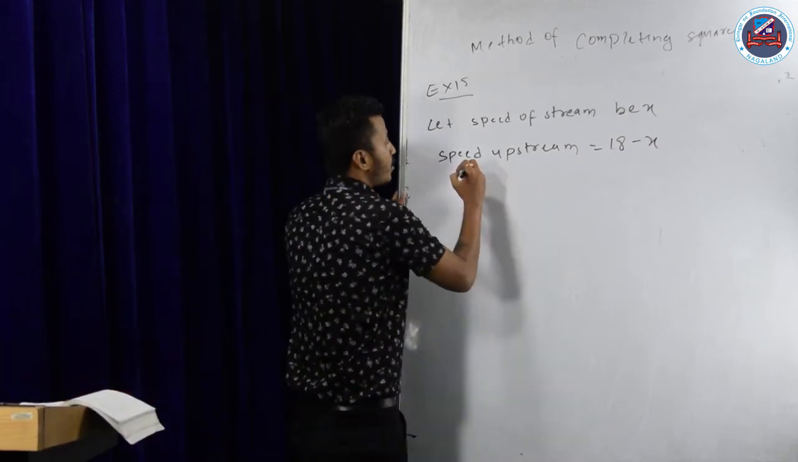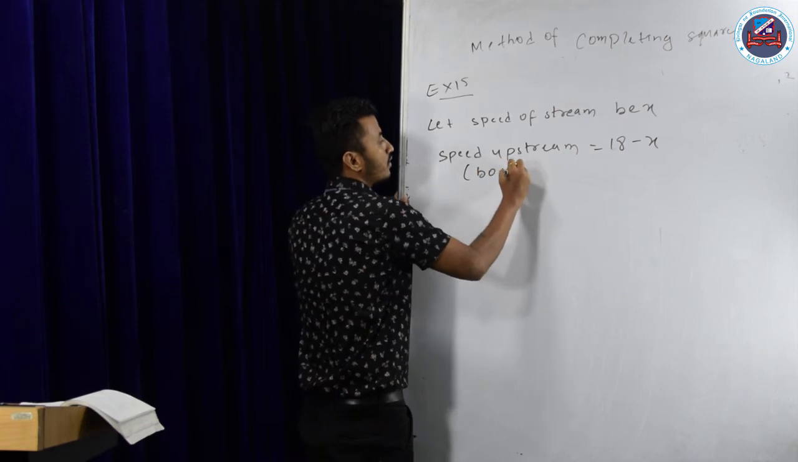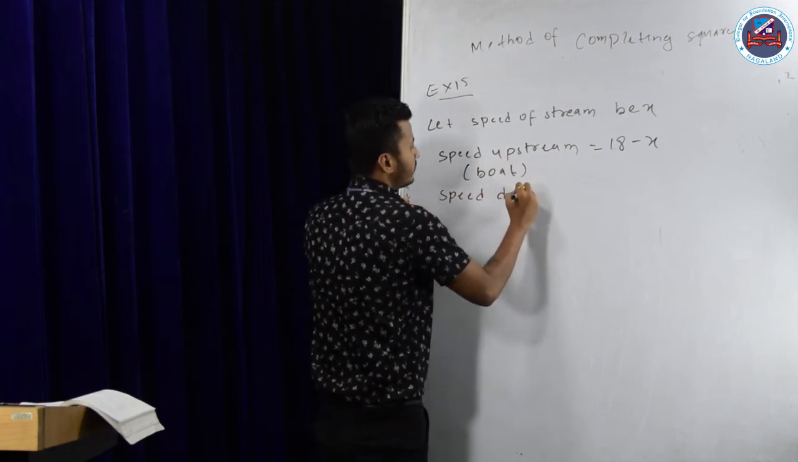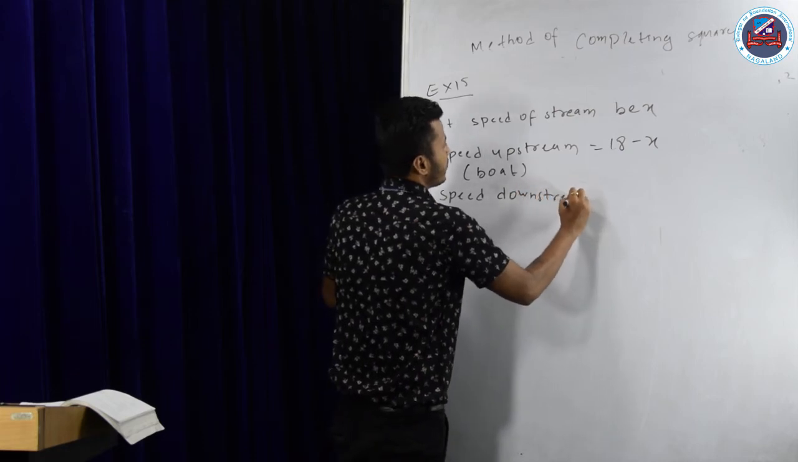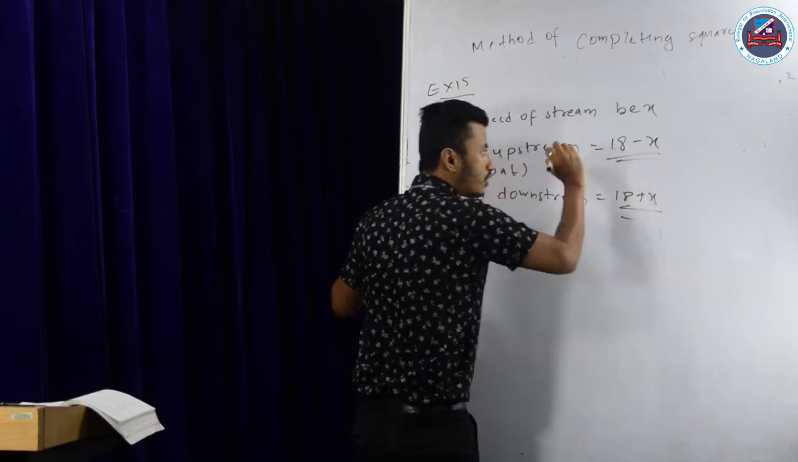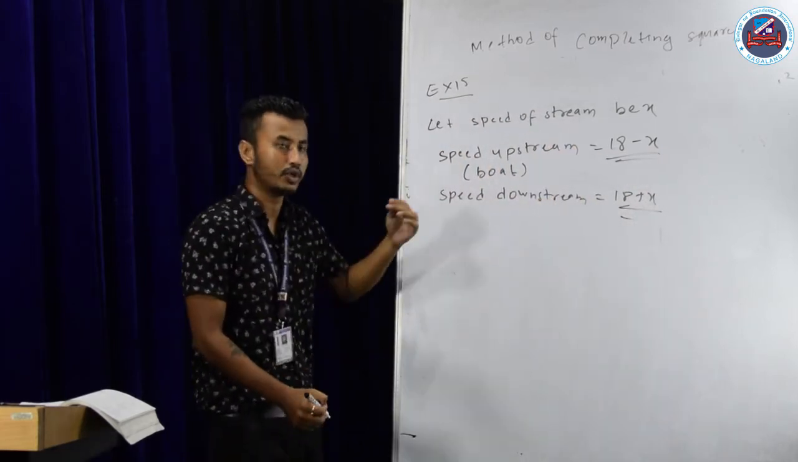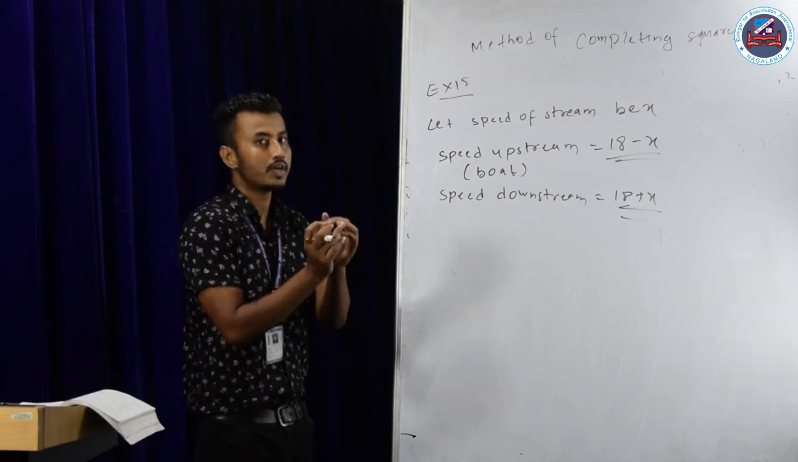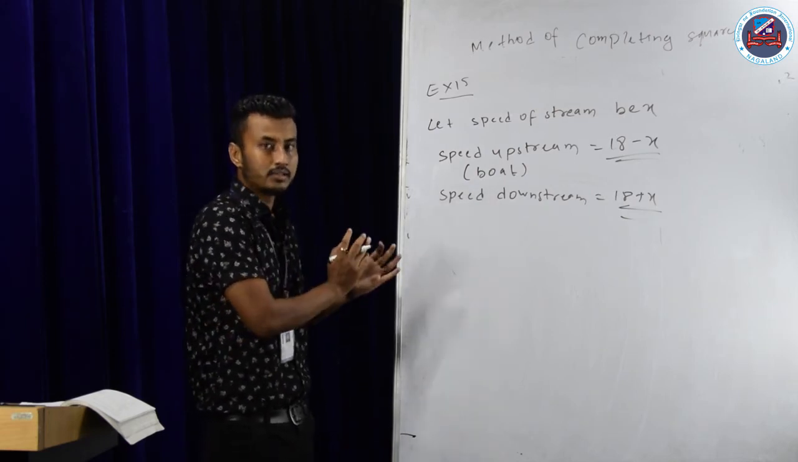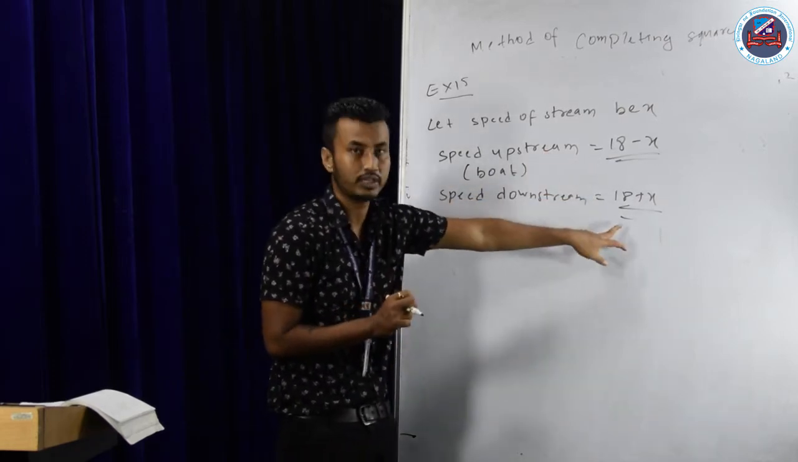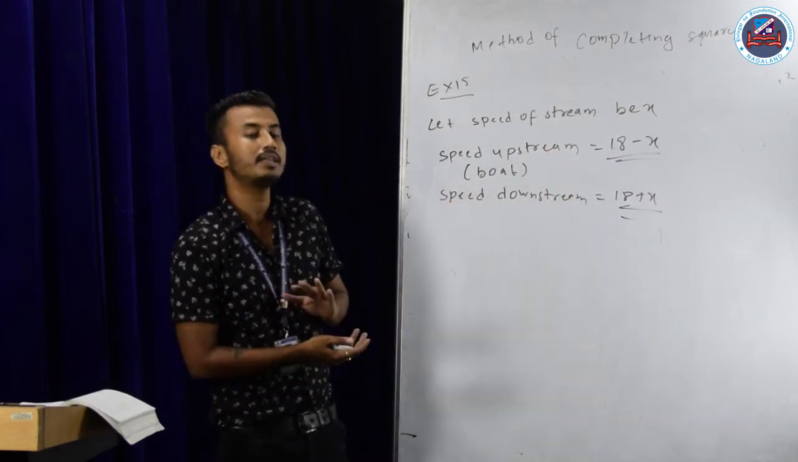Now whose speed am I talking about? This is the speed of the boat. Similarly, speed of the boat downstream will be 18 plus x. See guys, understand this concept. This concept is the same everywhere, in every type of question, wherever you see stream questions or boat questions. First you take the speed of stream as x; speed upstream is always negative, speed downstream is always positive. Now what do we know about the formula of speed?